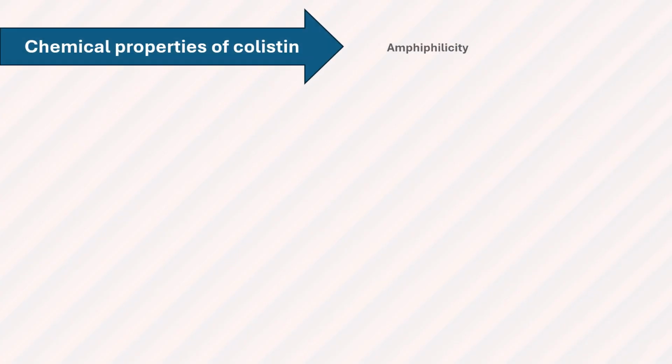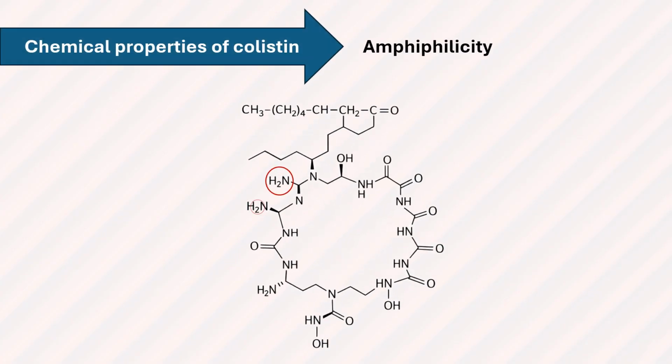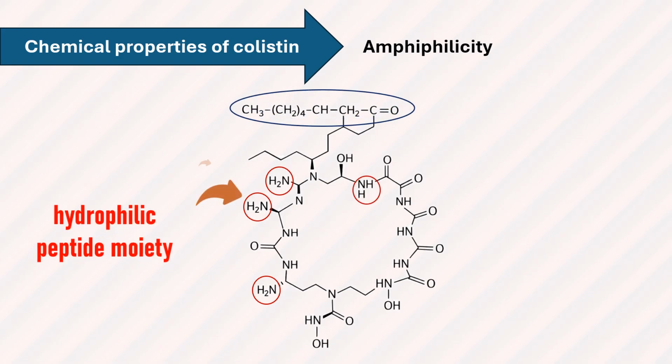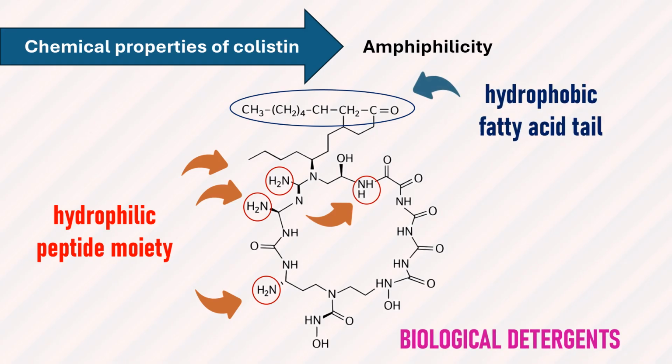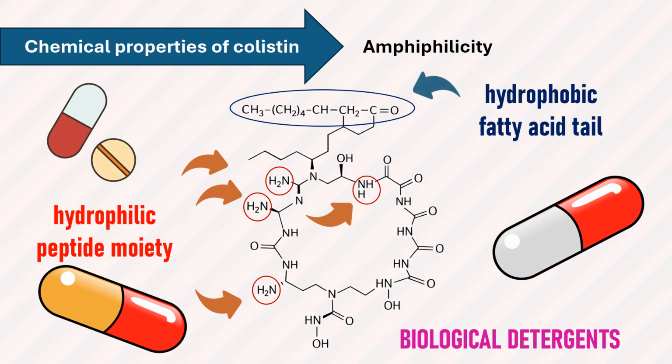Chemical properties of colistin. Amphiphilicity. The molecule contains a hydrophilic peptide moiety and a hydrophobic fatty acid tail. This structure resembles surfactants, allowing colistin to act like a biological detergent.